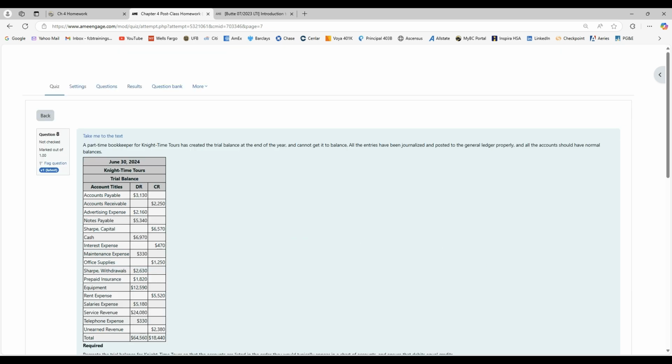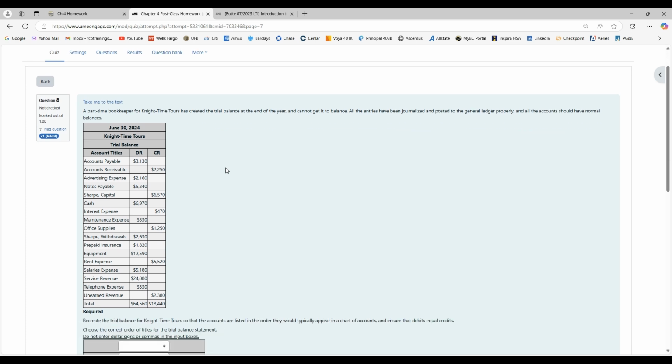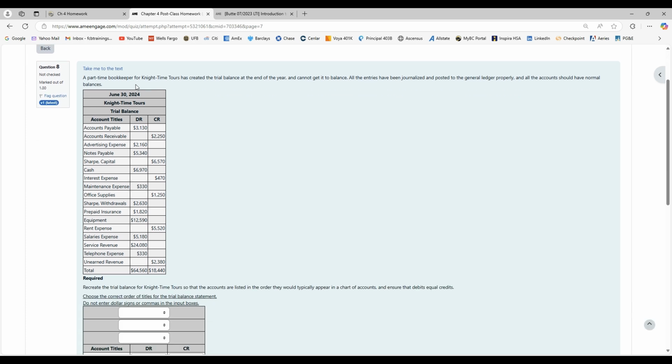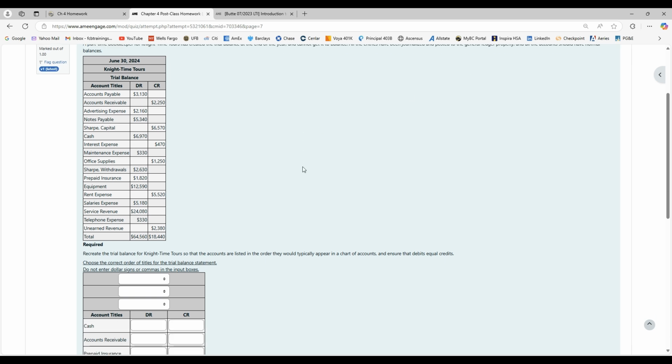Okay, question number 8. In this problem, we have a part-time bookkeeper, and we've created this trial balance at the end of the year. Can't get it to balance. The entries have been journalized and posted properly, and all the accounts should have normal balances.